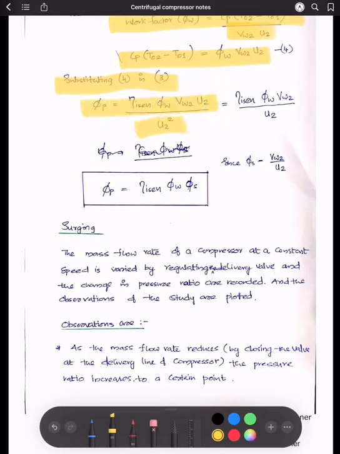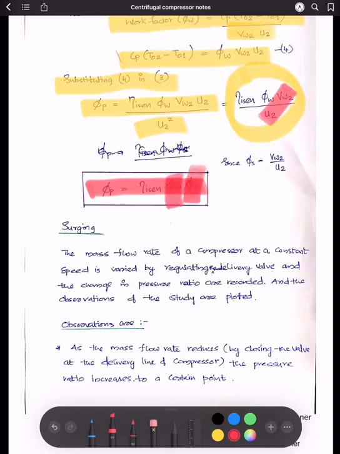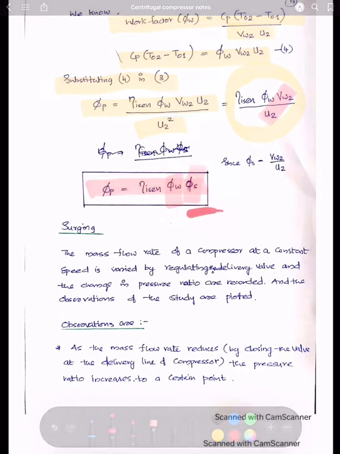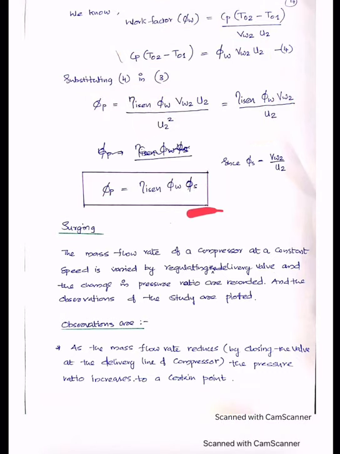In this we'll cancel U2 and we'll get isentropic efficiency into ψW into Vw2 divided by U2. This is the equation for ψP. But we know Vw2 by U2 is equal to slip factor. So finally we'll write it as pressure coefficient is equal to isentropic efficiency into work factor into slip factor. Clear?